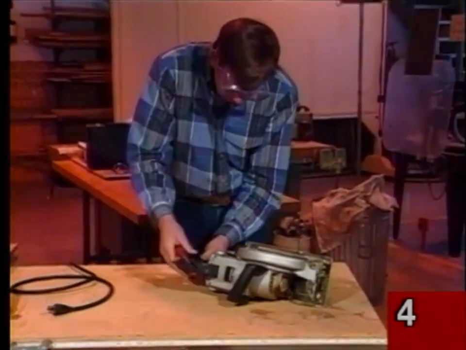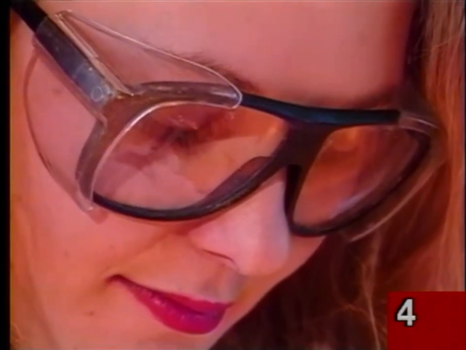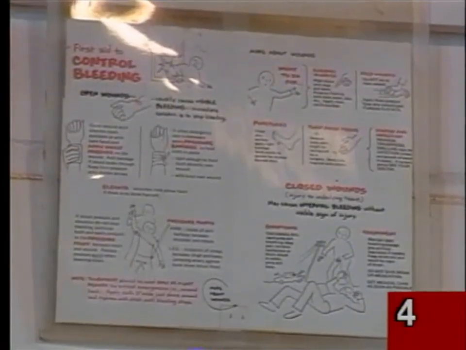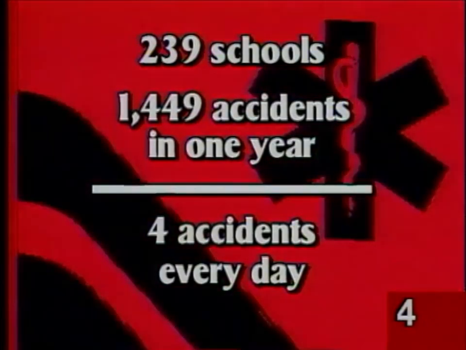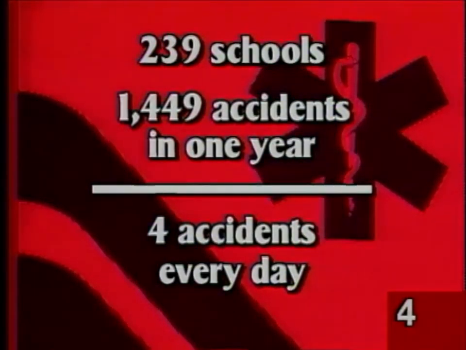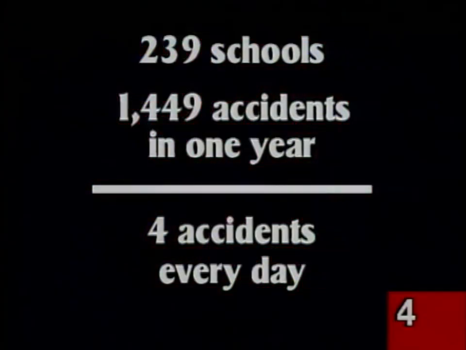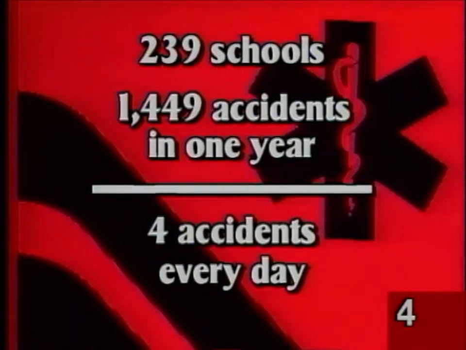Now that we've learned about preventing shop hazards and personal protective equipment, we should never have another shop accident again. Not necessarily. The law of averages says that accidents will happen, but when accidents do happen, you should be prepared. Unfortunately, accident rates and health problems associated with working in the shop are shocking. Results from a study in Texas showed that in 239 randomly selected schools, 1,449 accidents occurred in a one-year period. This means about 4 accidents occur in shops every day in Texas.